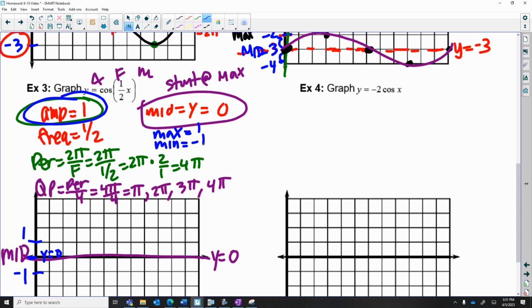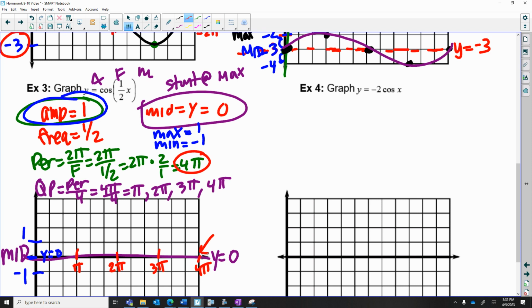Our quarter points are in terms of pi. We're going to count 1 pi, 2 pi, 3 pi, and 4 pi. So the one graph should end at the period. If the period is 4 pi, then the one graph should end right here at the period of 4 pi.